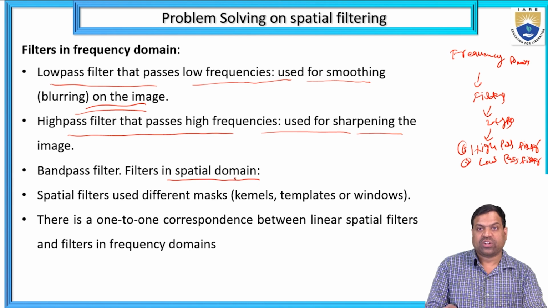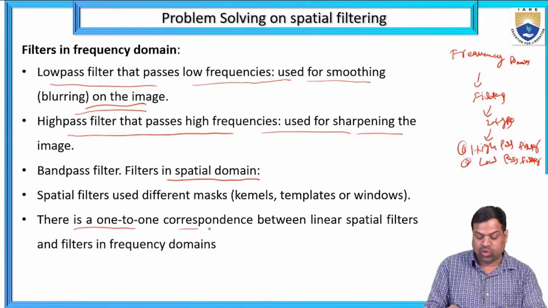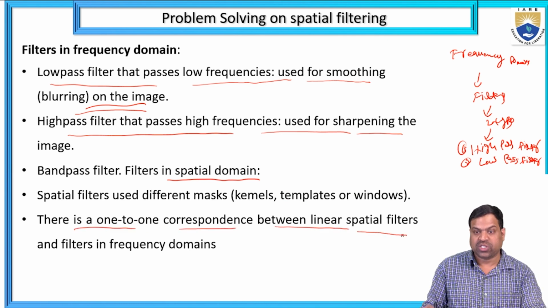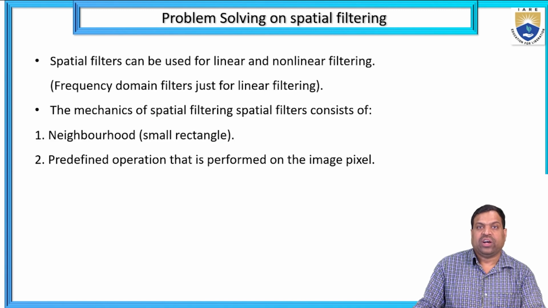And band pass filters are for the spatial domain. The filters use different masks, kernel, template or windows. There is a one-to-one correspondence between linear spatial filtering and filters in the frequency domain. So the spatial filters are different and the frequency domain filters are different, and we'll discuss those things. Spatial filters can be used for linear and non-linear filtering, while frequency domain filters are just for linear filtering.